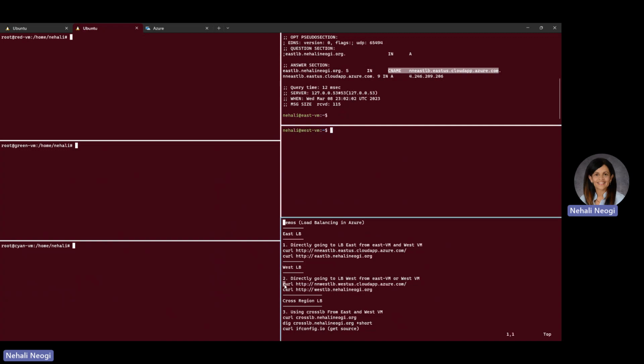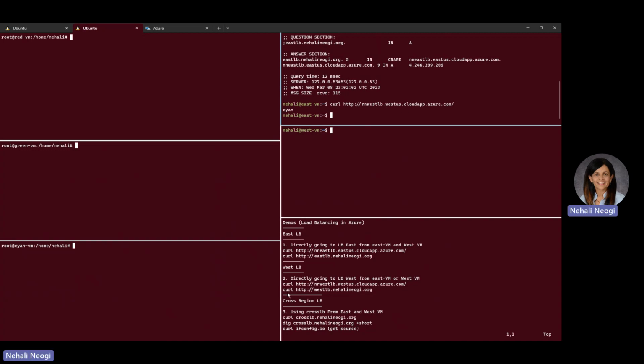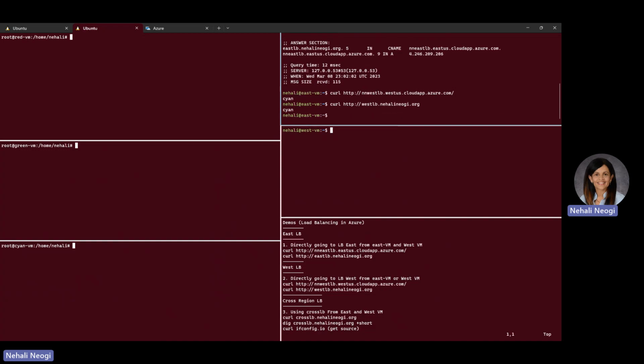And in the same way, we can just run the test against the West LB, and you get cyan, and with the custom domain, you get the same result against the West LB, because we're directly querying the West LB. So it doesn't matter if you're running it from the East region or the West region. And for the sake of completeness, let's run the same from the West VM, and we should get the same results because we're directly querying against the regional load balancer.